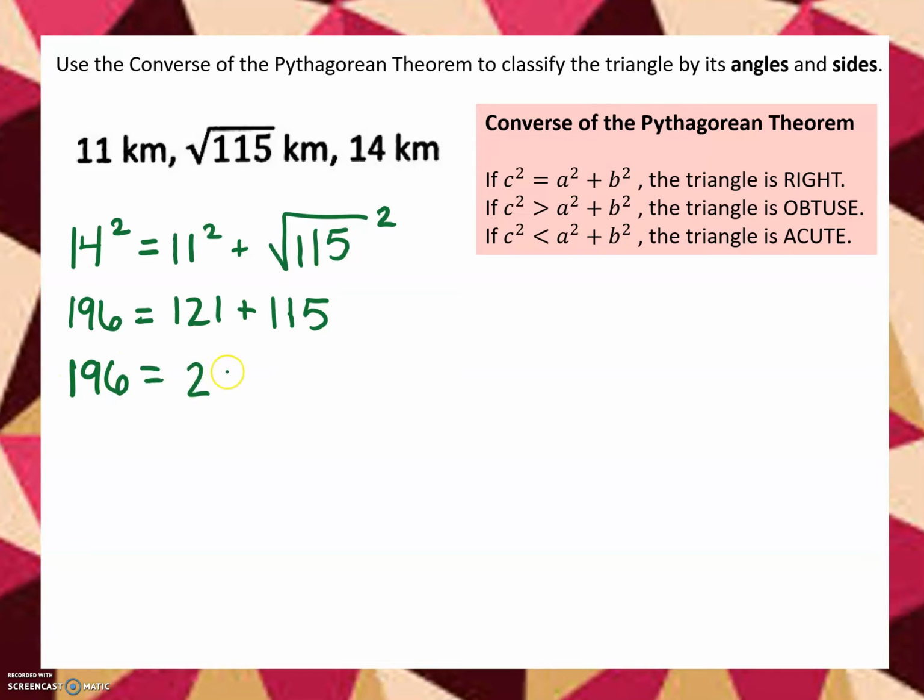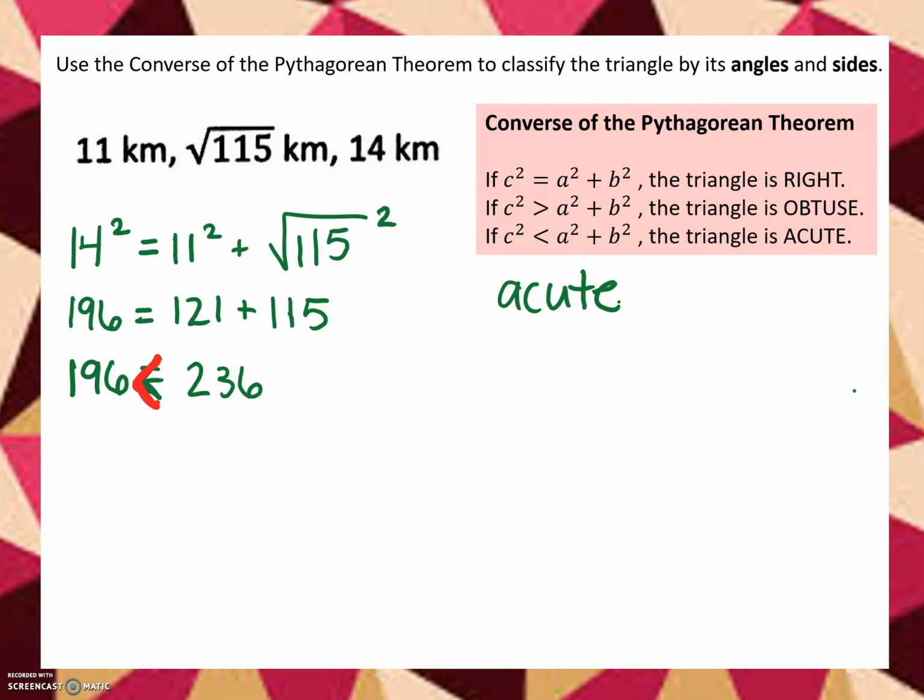196 equals 236. It does not equal 236. It is less than 236. Right? So we know that the triangle is acute.